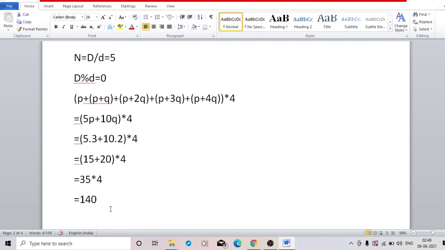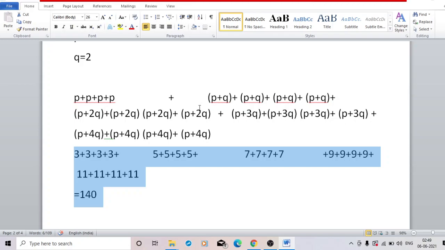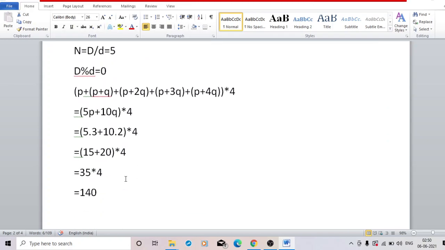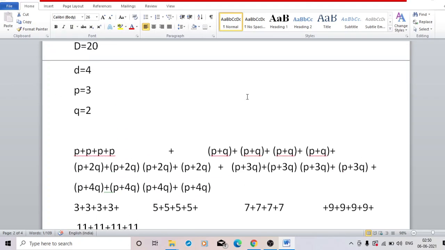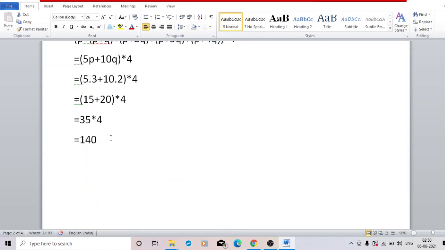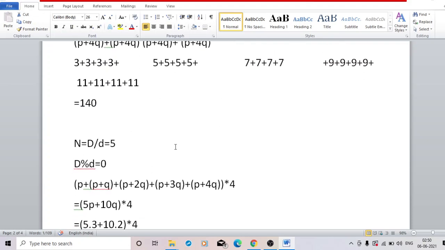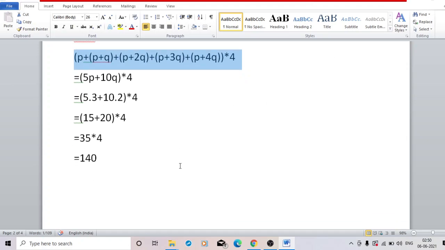And in the same way, I take a common of 1P from here, 1P plus Q from here, 1P plus 2Q from here. In this way, I'll take one common and I'll multiply it with 4, because the small d is 4, each of them repeating for 4 times. So it will give me the same result. So I can use this formula to solve the problem, to solve the code.